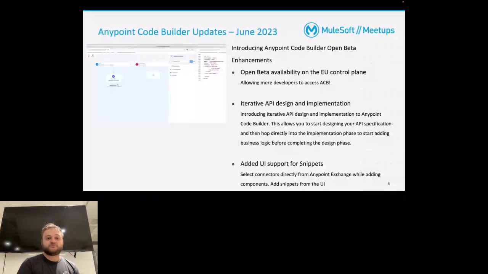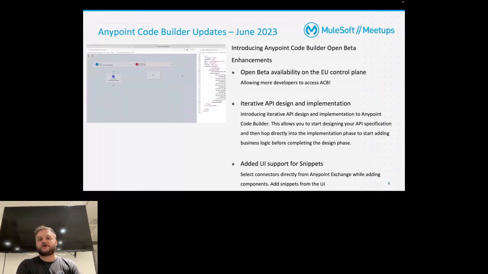The next one that we've got is the Anypoint Code Builder updates. A couple of cool things have come out. Firstly, we've got the open beta availability on the EU control plane. This will give some people that haven't been able to have the opportunity to try out Anypoint Code Builder, they can actually try that out now, which is great.